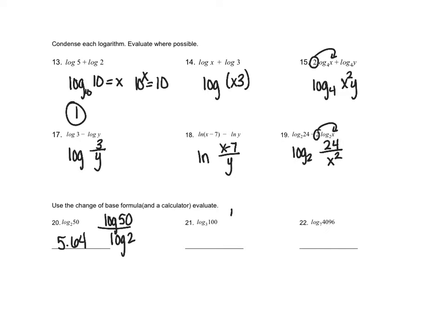For the next one, in my calculator, log 100 divided by log 3. So log 100, close parentheses, divided by log 3, close, and that becomes 4.20. And then the last one, log 4096 divided by log 7, that is going to give us 3.69.